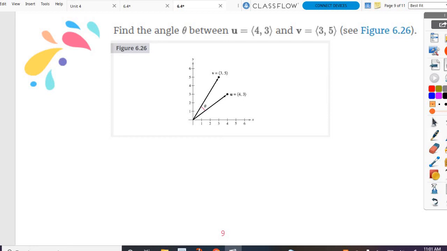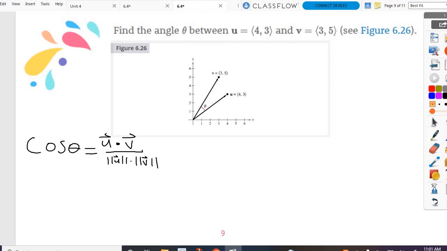Okay? So remember that our formula is cosine of theta equals u dot v divided by the magnitude of u times the magnitude of v. Now, you can just try and plug all of those formulas in at once, but I think it's usually a little bit easier to come off to the side, find our u dot v, find our magnitude of u, find our magnitude of v, and then plug those things in.